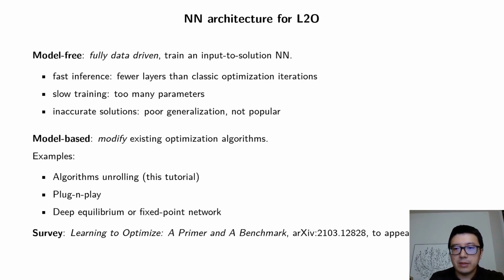A more popular methodology is called model-based learning to optimize. It starts from some kind of existing optimization algorithm and modifies it to make part of it deep learning-like. There are different approaches: algorithm unrolling, plug and play, deep equilibrium, or fixed point network. And as I mentioned, you can find these different approaches in the survey paper we have. This tutorial will focus on the first part, algorithm unfolding.